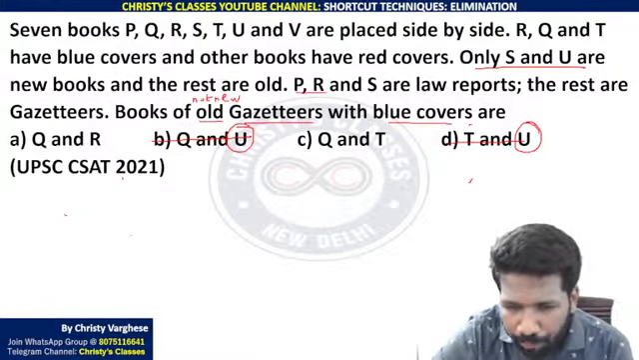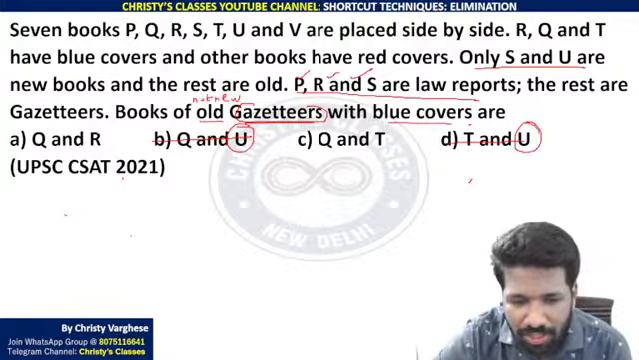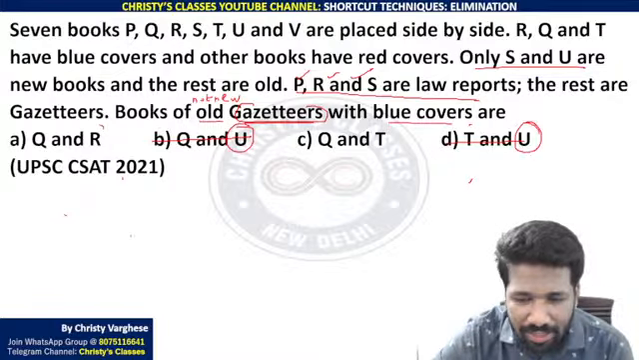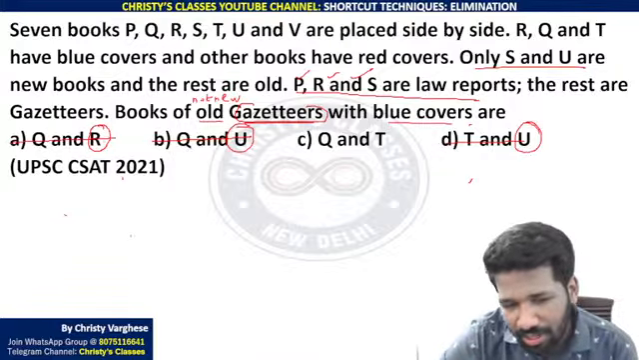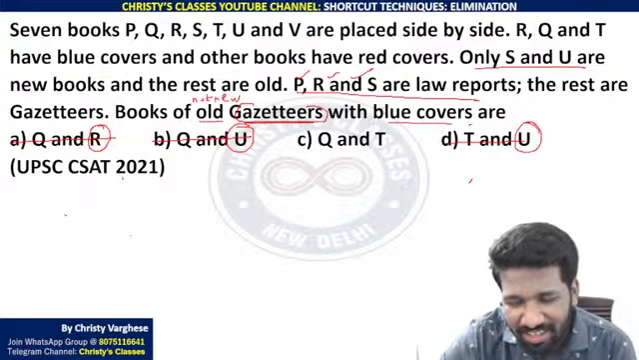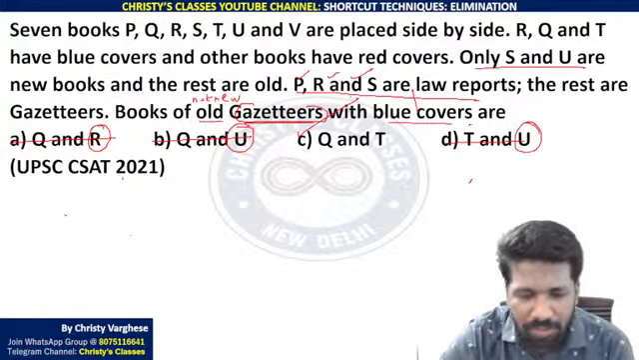P, R, S are law reports. Do you want law reports? No, you don't want law reports. You want the type gazetteers instead of law reports. So whichever option has P or R or S can be eliminated. Two options are already eliminated, so we don't need to analyze those anymore. This one has R in particular, so this can be eliminated. Three options are already eliminated. That is a good thing about this. Even the blue cover data was not necessary. That is the main advantage of this method. So option C is the correct answer.